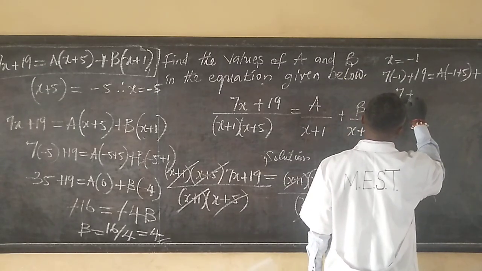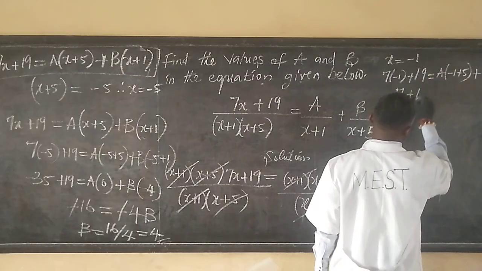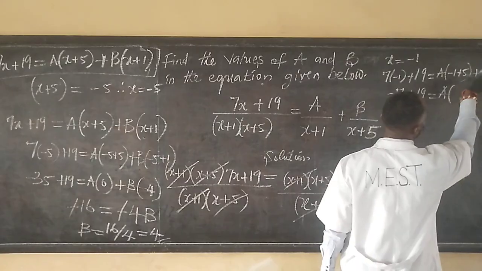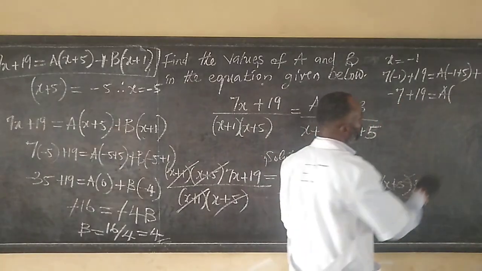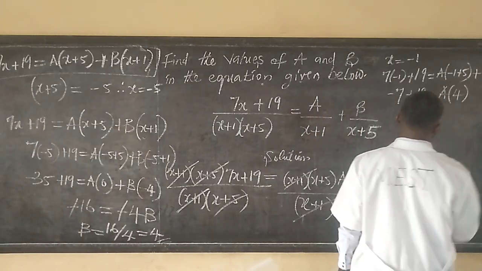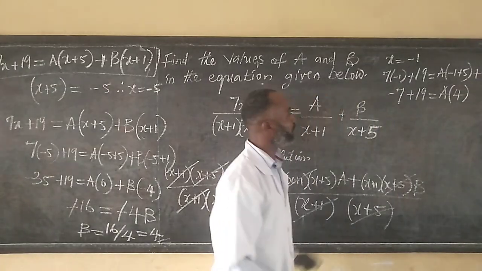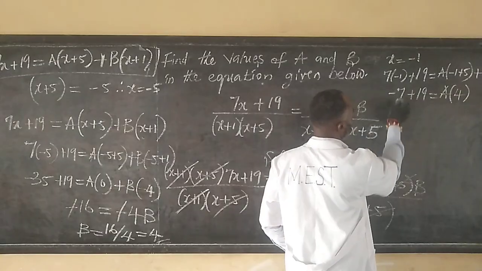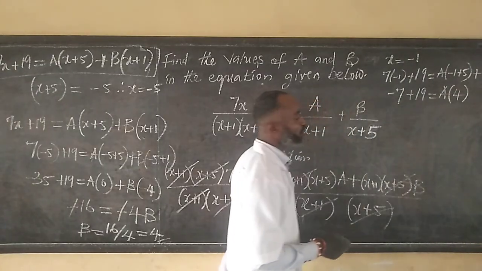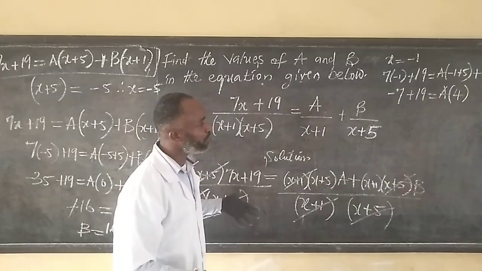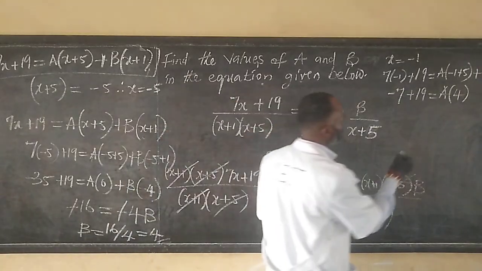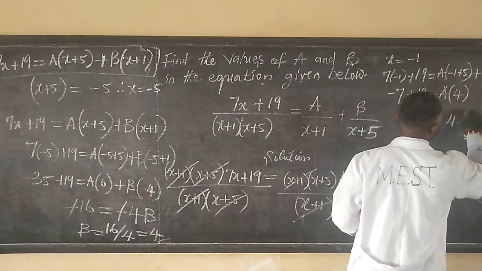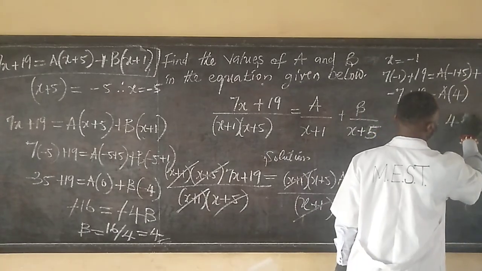Plus 19 is equal to, what happens here? We have a bracket open, minus 1 plus 5 is just 4. Just 4, no minus. With this, we now know that minus 7 plus 19, look at it very well. Minus 7 plus 19, if you remove 7 from 19, of course what will remain is just 12. So we have 12 equal to 4a. Right? This is 4a.